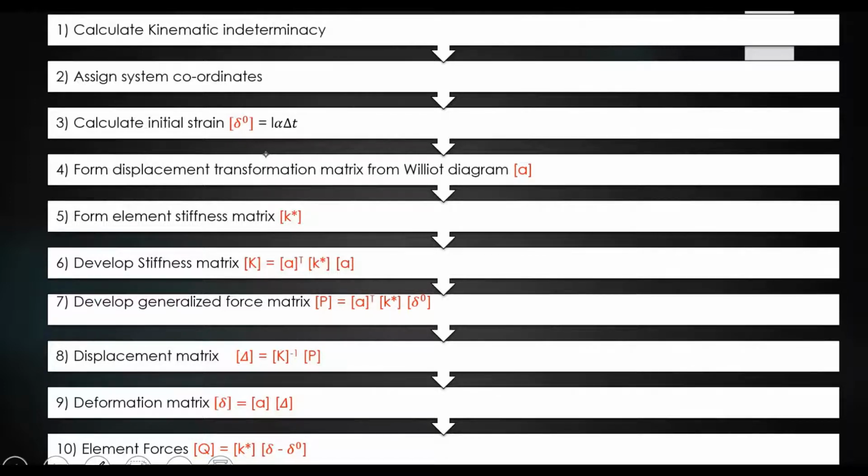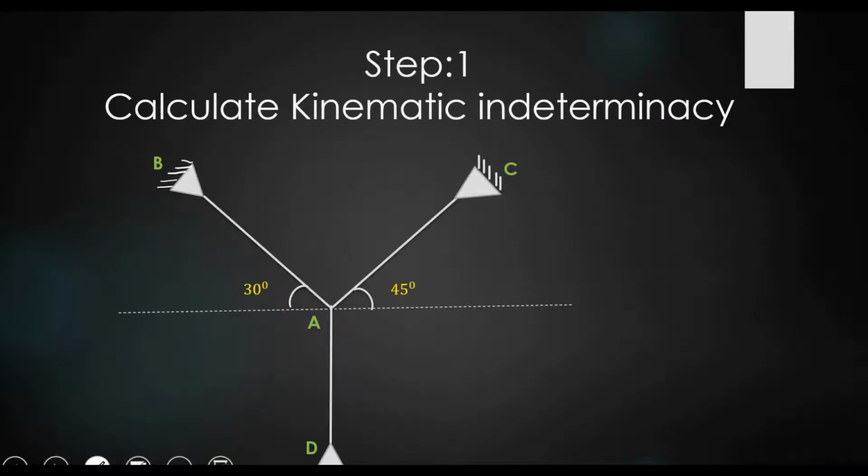First, calculate the kinematic indeterminacy, then assign system coordinates. And third step, we will find out the strain. And fourth step, we will develop displacement transformation matrix, very similar to the method that we have done in lack of fit, and form element stiffness matrix, then develop stiffness matrix, develop the generalized force matrix, then displacement deformation matrix, and finally we will calculate the element forces in each member of the given structure. Okay, so let us see the first step in this analysis.